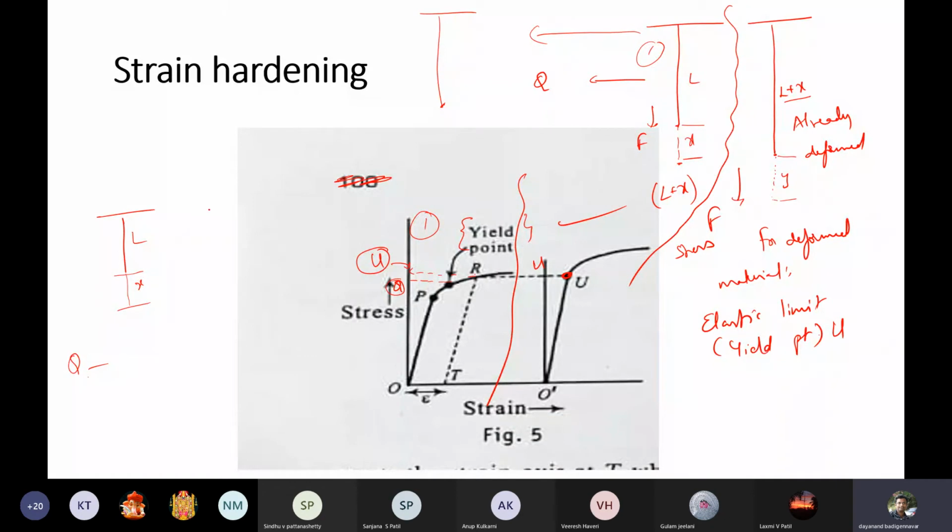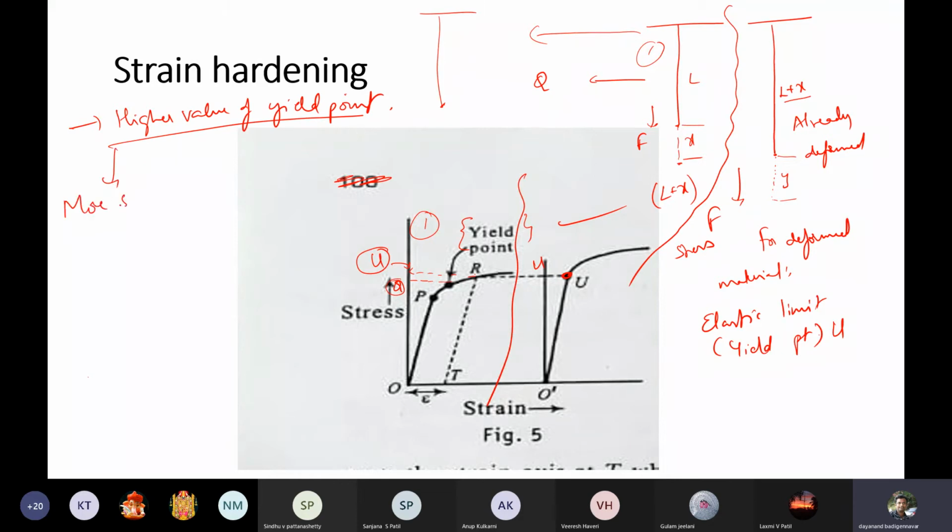That means it is handling, okay, I can say it is able to handle, okay, so it is having a higher value of yield point. That we call yield point. So that means it is having more strength than the earlier.